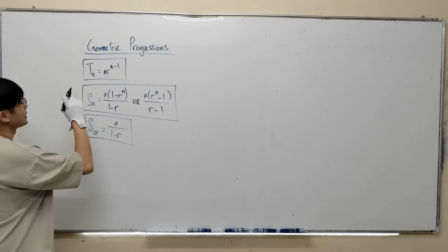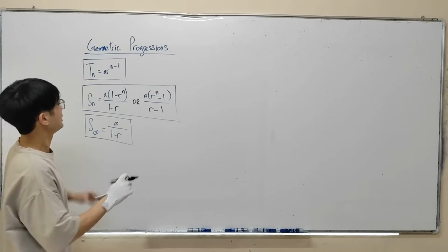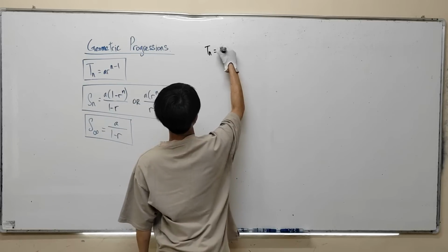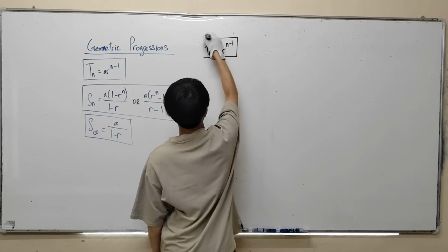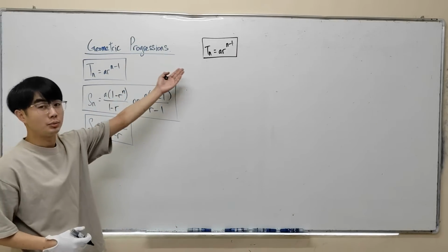Okay, so first I will start with the Tn formula, right? So I'm just going to write down the first formula here. Tn equals A R power n minus 1. Okay, so this is the formula I will prove now. I will try to derive this formula now.